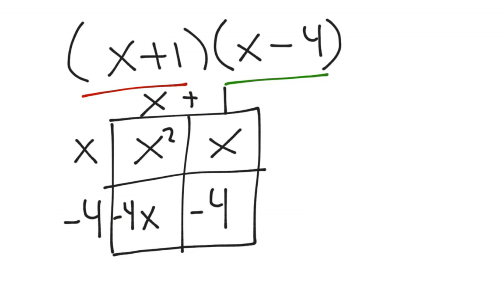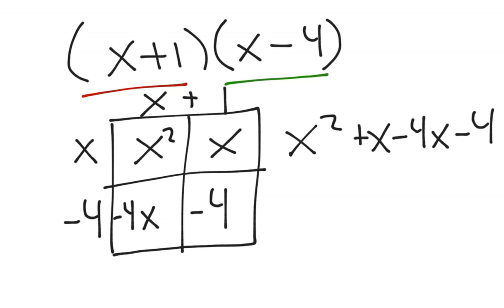Now that I've filled in everything in the box, I'm going to add everything together. I end up with x squared plus x minus 4x minus 4. And I notice that I have some like terms, x and minus 4x. And so I need to figure out what is x minus 4x.